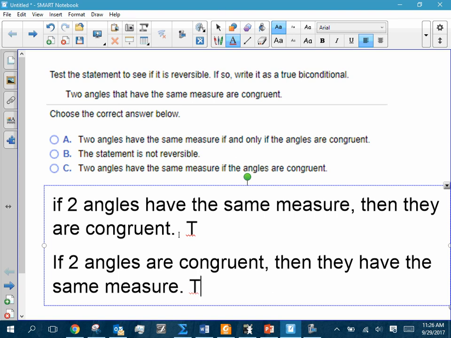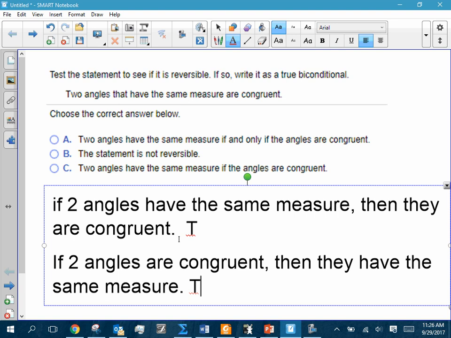So if that's a true statement, can't we write that as a biconditional? Both goes together. And the biconditional being this one, and if you look at this, it says 2 angles have the same measure. Take the word then out, put the phrase if and only if then, and then they finish off, the angles are congruent, or they are congruent. All right, so we would say option A is correct.